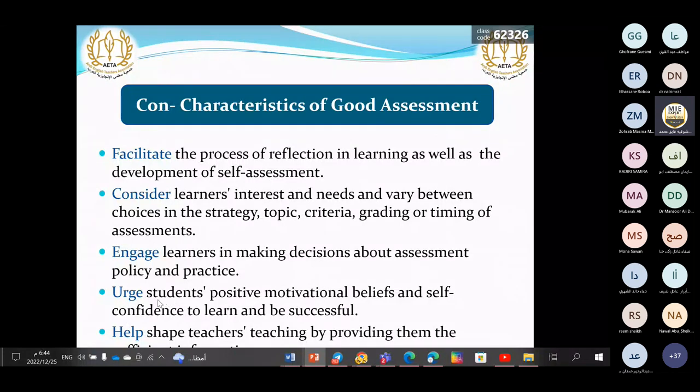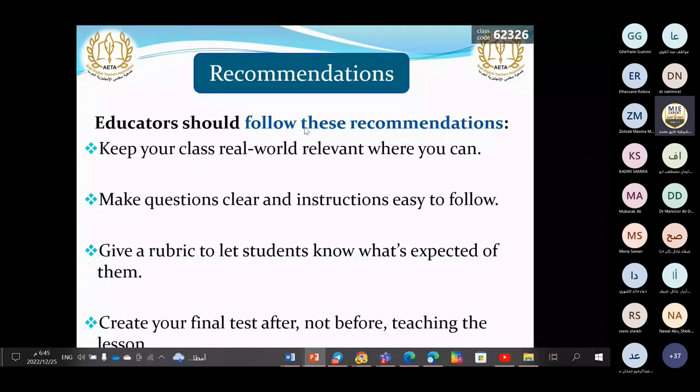Also to urge and encourage our students' positive motivational beliefs and self-confidence, because if you build your students' confidence, they will be engaged more and more, and their understanding will be better and better. Also to help shape students' learning by providing them with sufficient information.